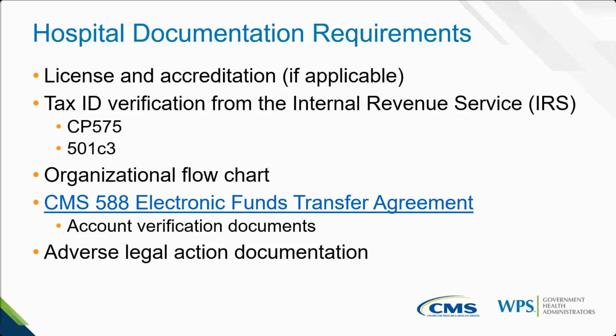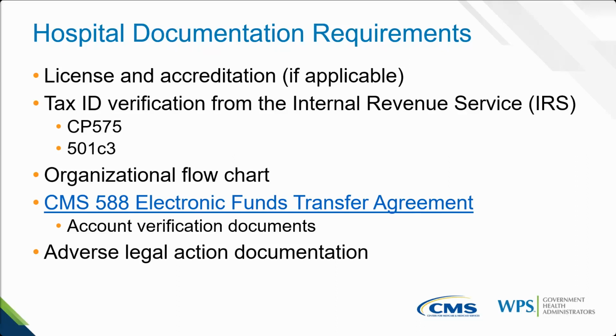Obviously, we're going to need tax ID verification from the IRS. Typically, what we see on the Part A side is the CP 575, or in the case of a nonprofit, a 501(c)(3). That 501(c)(3) is just the letter that you get and use to prove and notify you of that nonprofit status.